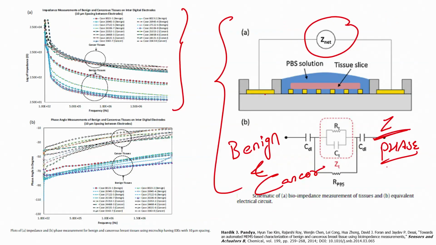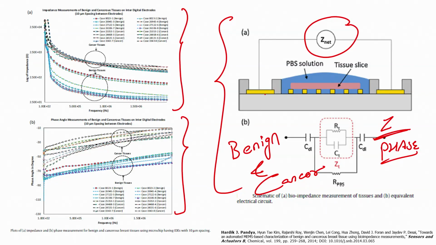So, the results that we can see here are obtained using 10 micron width electrode with 10 micron spacing. Same thing if you can see for the phase angle, you can clearly see that we can delineate the benign tissues from cancerous tissues based on phase as well.